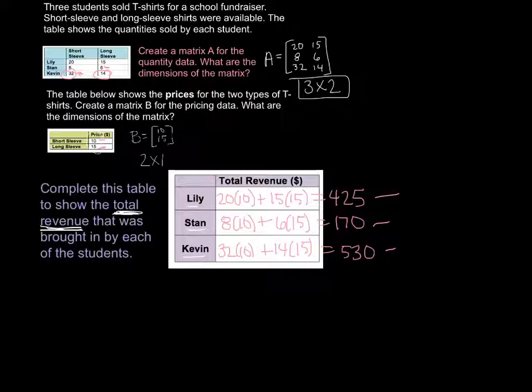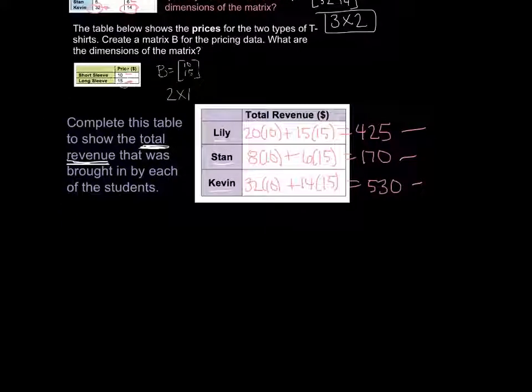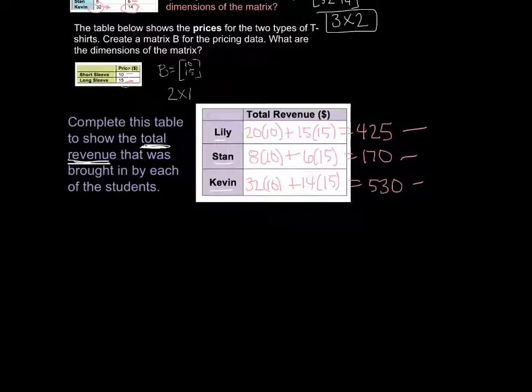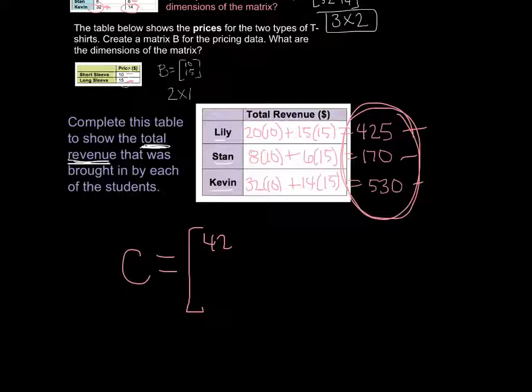But let's tie this back into matrices. So we can figure out what we did. Let's call this new matrix C. And if we see, our final answer is going to be a 3x1 matrix. So our final answer is going to be 425, 170, and 530 here. If we look at that, that is a 3x1 matrix. Okay, so that described why.